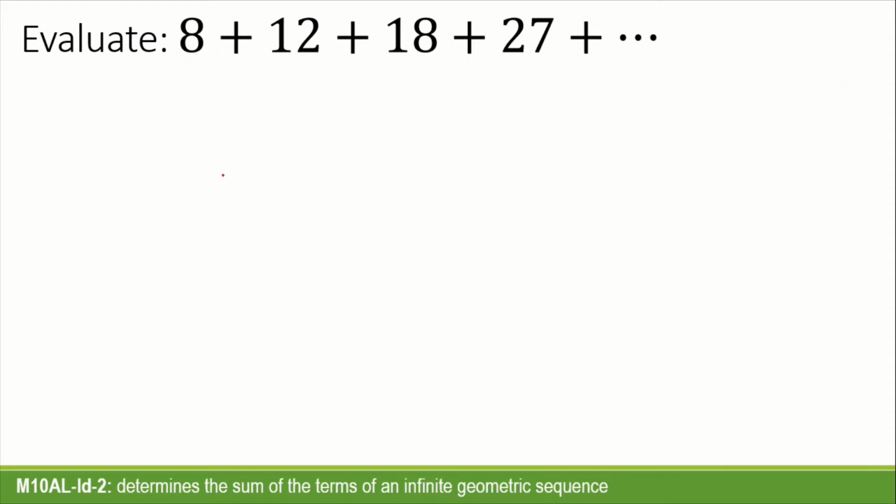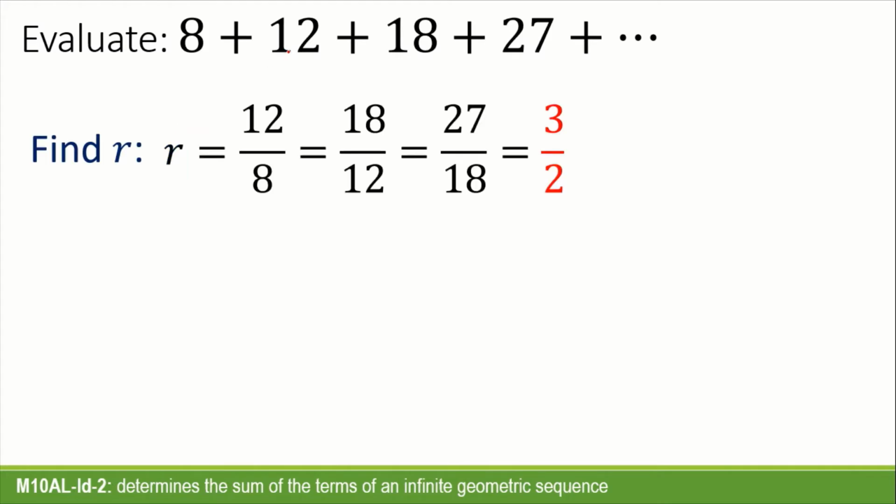Let's have this first example. Evaluate 8 plus 12 plus 18 plus 27 and so on. So, ang given natin ay infinite geometric series. Ang una natin gagawin is identify muna natin ang common ratio. And to find the common ratio, we divide two consecutive terms, yung nahuling term divided by naunang term. So, we have 12 divided by 8, o kaya naman 18 divided by 12, o kaya naman 27 divided by 18. And the common ratio is 3/2.